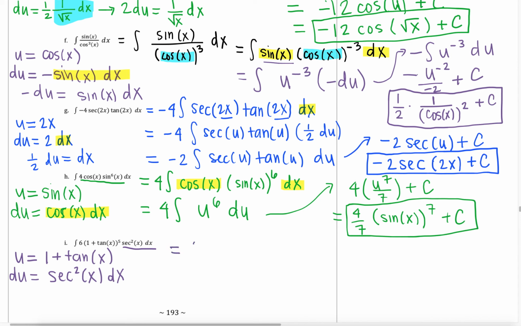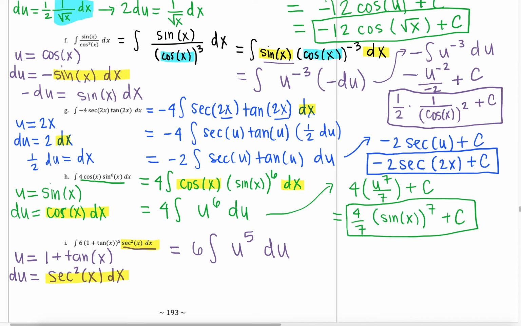So in this case, I'm going to take out the scalar. Instead of 1 plus tangent to the 5th, we'll get u to the 5th. And then to replace that secant squared of x dx, well, that's exactly what du is equal to. And now I have an integral that's all in terms of u, so I've done my u sub correctly, and it is a basic integral, and it looks much nicer than the one we started with.